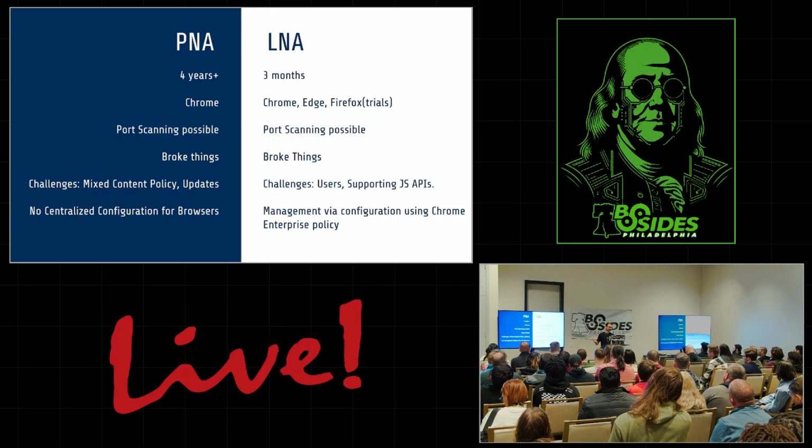Next, PNA did not really support any kind of centralized configuration for browsers. You could not configure any kind of policy in your organization to make sure your browsers exactly know what kind of PNA access is actually allowed to happen. But LNA, at least for Chrome, if you're an enterprise customer, they do allow you to create a policy that explicitly allows you to define the set of websites that should have local network access allowed.